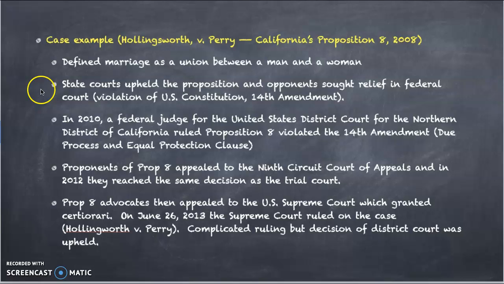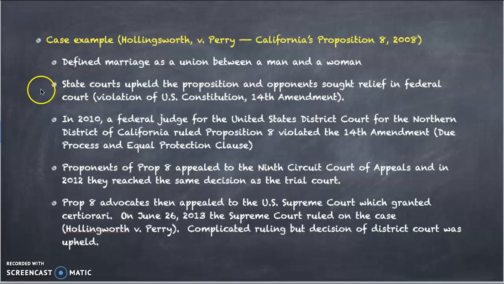Now, proponents of Proposition 8 appealed to the Ninth Circuit Court of Appeals, which is the circuit in which California is located. And in 2012, they reached the same decision as the trial court, which basically said Proposition 8 was unconstitutional and violated the 14th Amendment. Proposition 8 advocates then appealed to the U.S. Supreme Court, which granted writ of certiorari. And on June 26, 2013, the Supreme Court ruled on the case Hollingsworth v. Perry. It was a complicated ruling, but the decision of the district court was upheld, which meant that became the law in California.